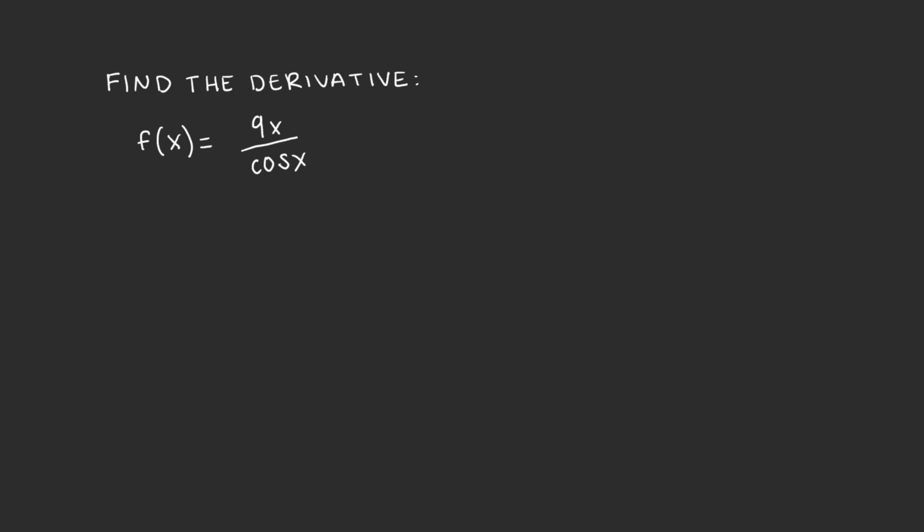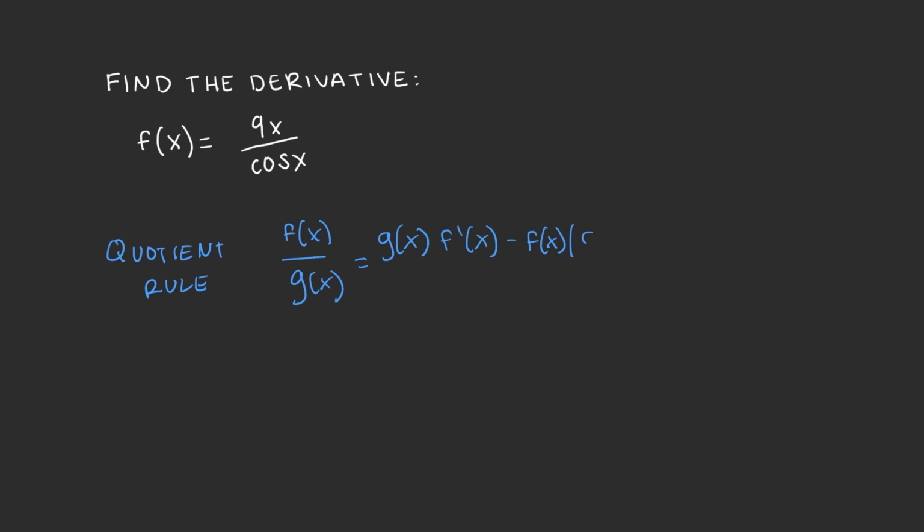This next example, we're going to find the derivative of f of x equals 9x over cosine x. And for this problem, we're going to use the quotient rule, which is denoted as such. The derivative of f of x over g of x equals g of x times f prime of x minus f of x times g prime of x, all of that over g of x squared.